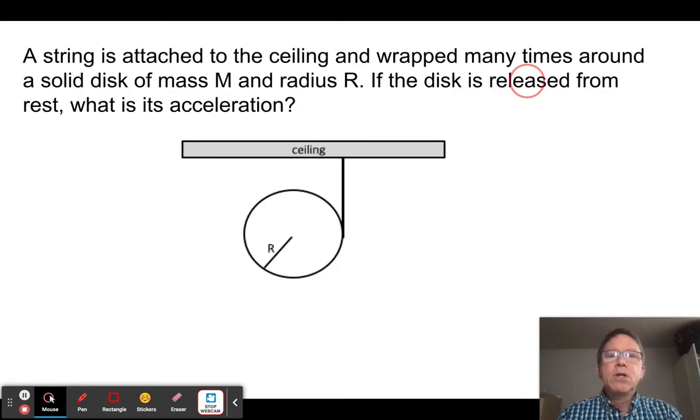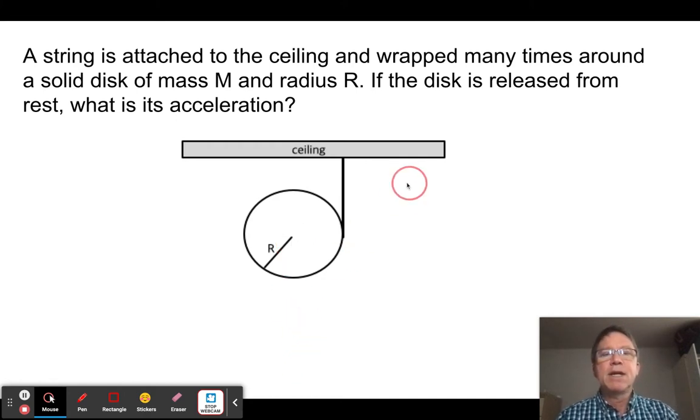Okay, so this is a classic type of problem you get in physics where you have basically a solid disk, or maybe it's a roll of toilet paper, whatever, and it's connected to the ceiling. And so it's at rest. We're going to release it and it's going to fall towards the floor. And I want to know, what is the rate at which it accelerates?